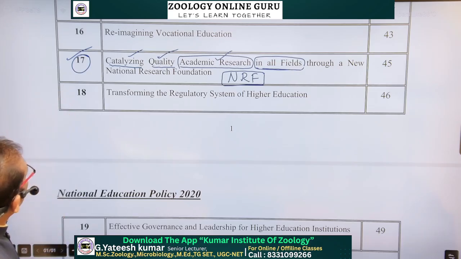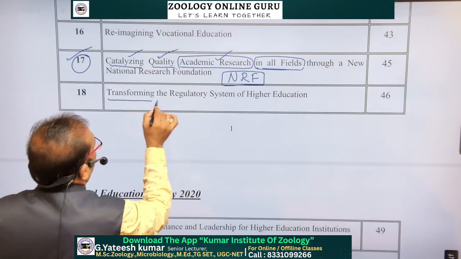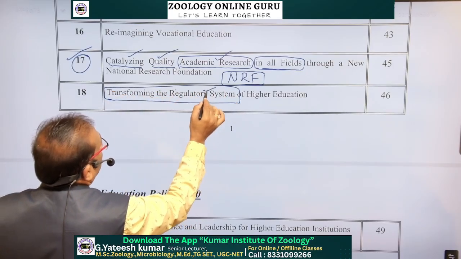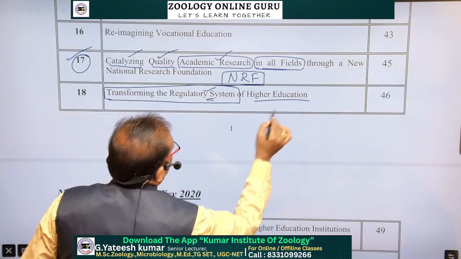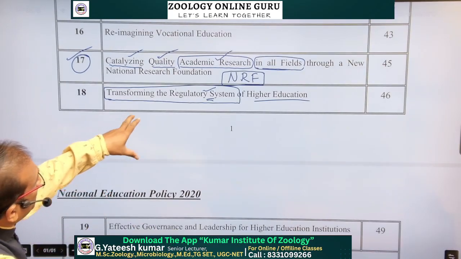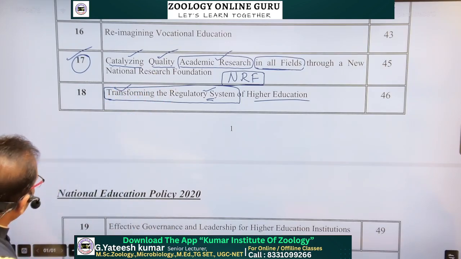And coming to chapter 18, transforming the regulatory system of higher education. Most important. In higher education, whatever regulatory system is there presently, that regulatory system is also transformed.